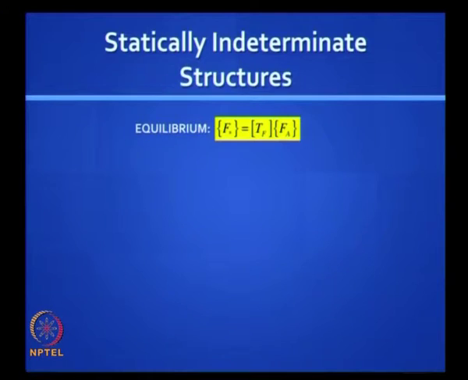What is the problem? What is the problem with statically indeterminate structures? We have redundants with this equation. What is the problem with the TF matrix? It is not unique. Multiple solutions are possible which are statically admissible. So it cannot be uniquely defined using equilibrium alone.